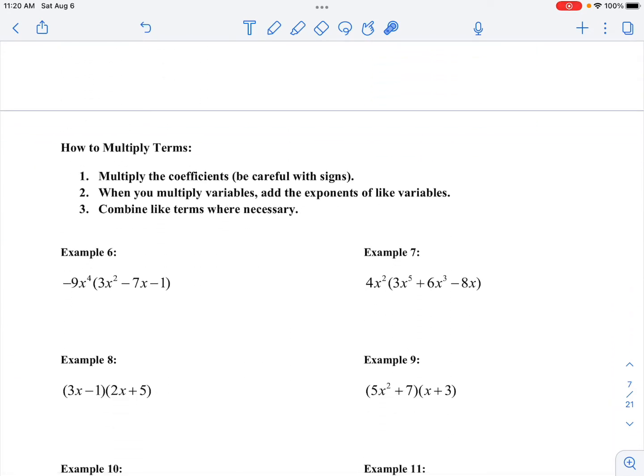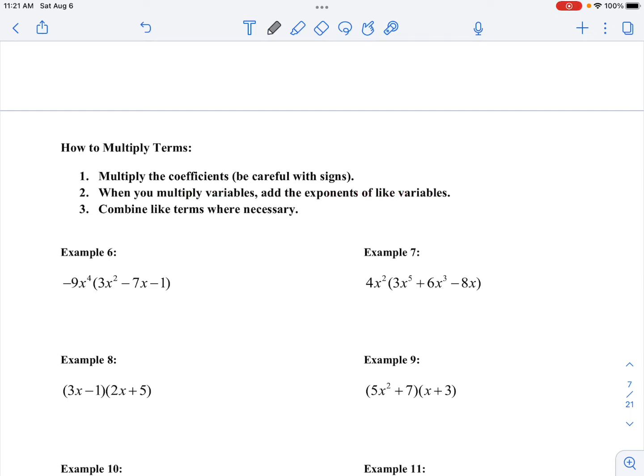Multiplying, what we're going to do is distribute. Here's our technical step-by-step instructions that we're going to follow. I'm going to multiply coefficients. Be careful with signs, so that especially means negative signs. Be careful distributing minuses. When you multiply variables, you add the exponents.